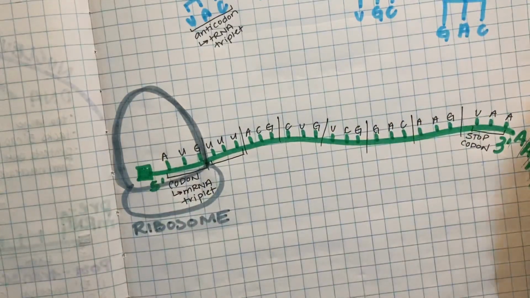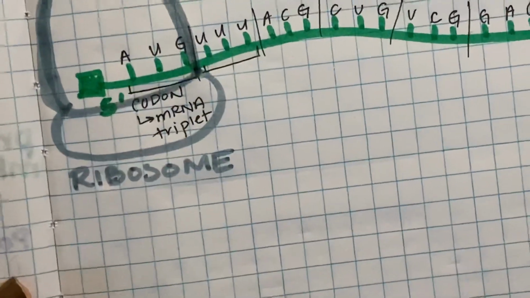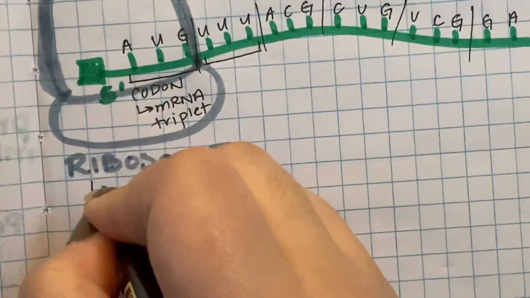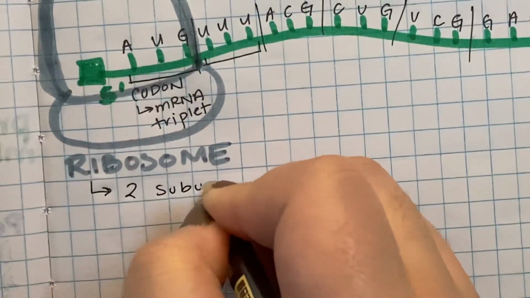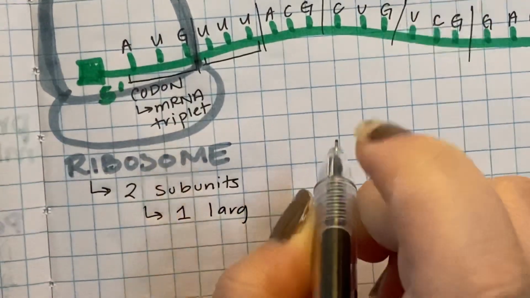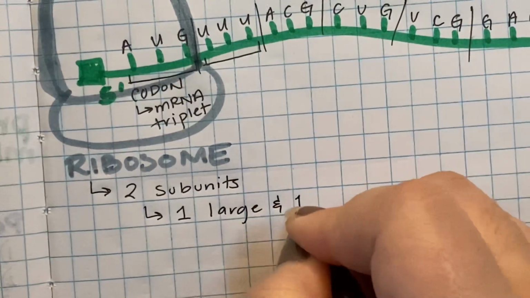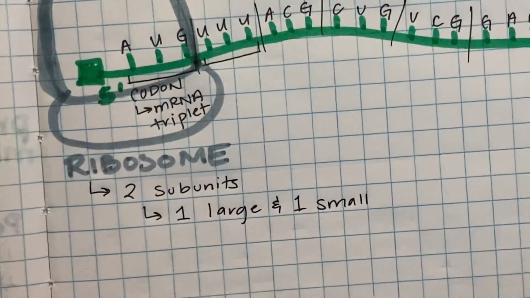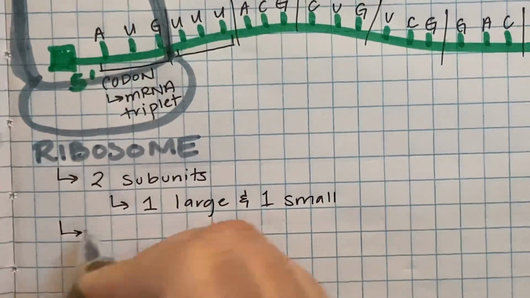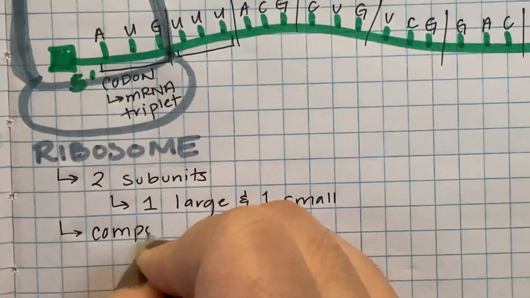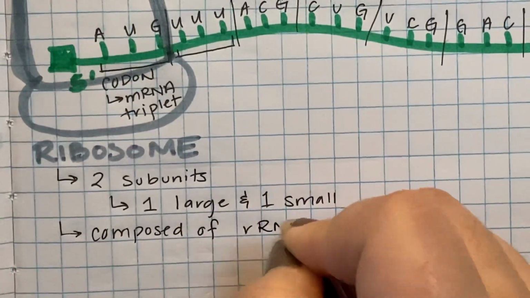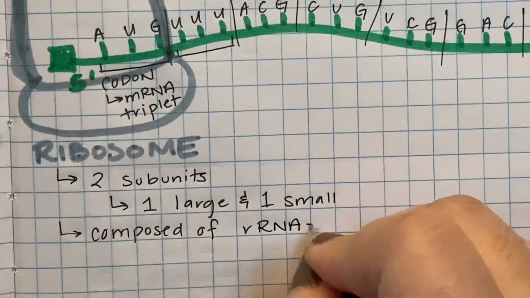Cool. So let's talk about ribosomes for a second. Ribosomes have 2 subunits. They have one large, which is usually the top portion, and one small. Both subunits are made of the same components. So every ribosome is made up of 2 things. It's composed of rRNA, which is ribosomal RNA.